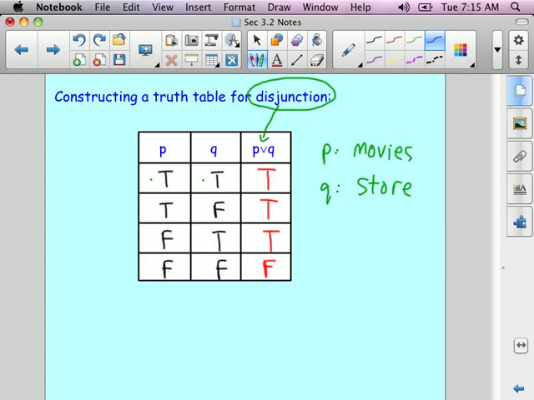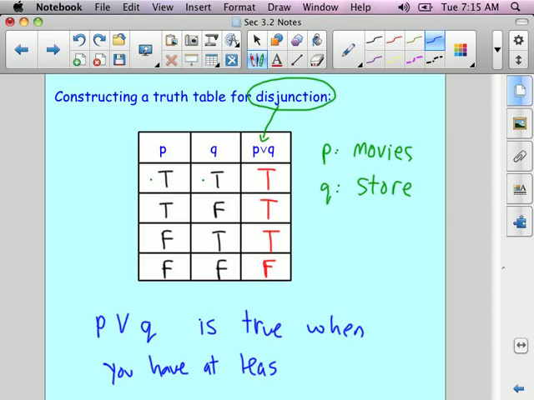So when you're dealing with a situation where you have an or, so P or Q like this, it's true when you have at least one T. So if you have T and F, or something like that, that's okay. As long as there's at least one T. Here there was a T, here there was a T, here there was a T. My statement was true. The only time it was false was when I had two falses.